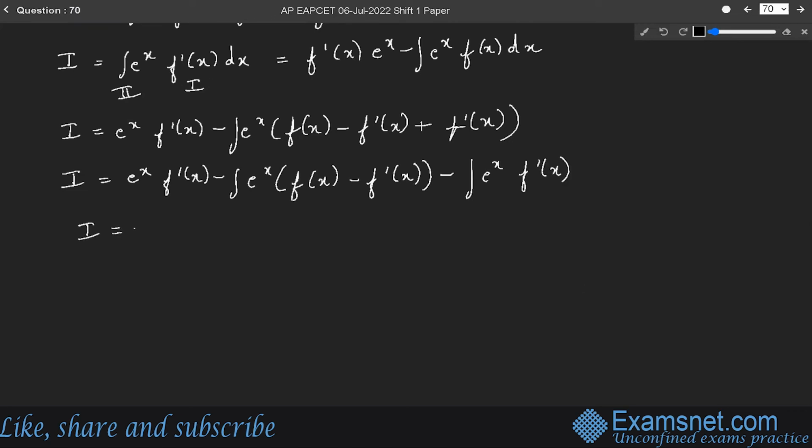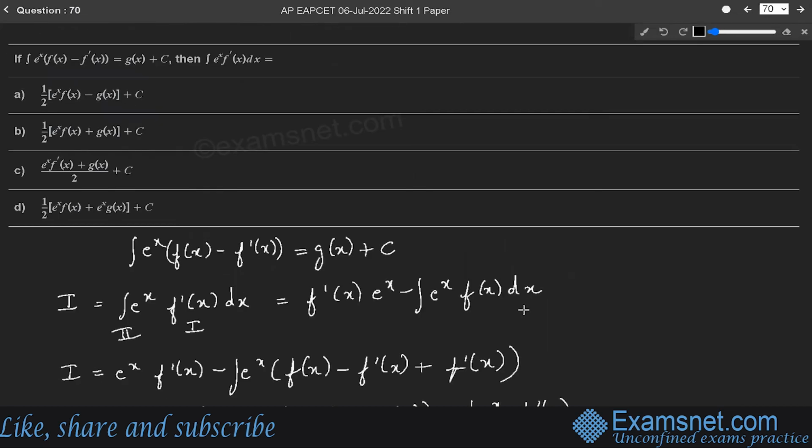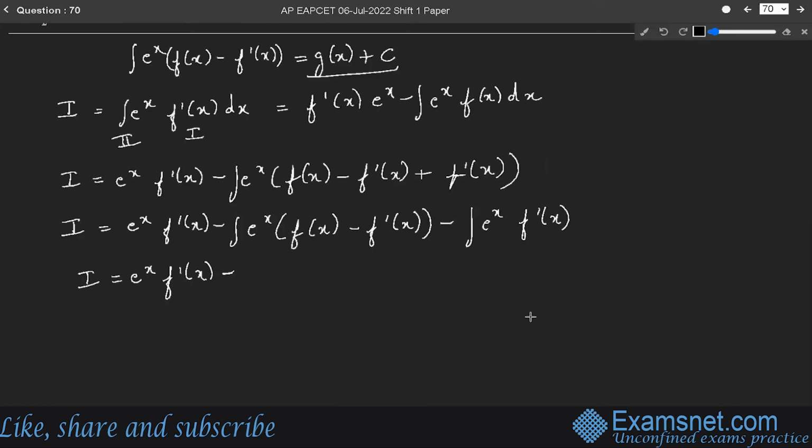So I will be equal to e to the power x f dash x minus, see, integral of e to the power x into f of x minus f dash x, which is equal to g of x plus c. So substituting the value here, this will be equal to g of x plus c minus integral of e power x into f dash x, which is I, the value which we have to find.